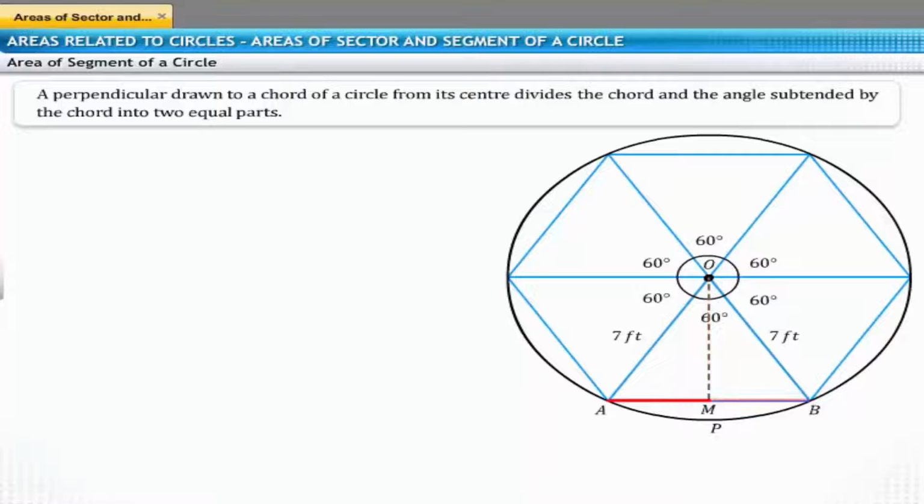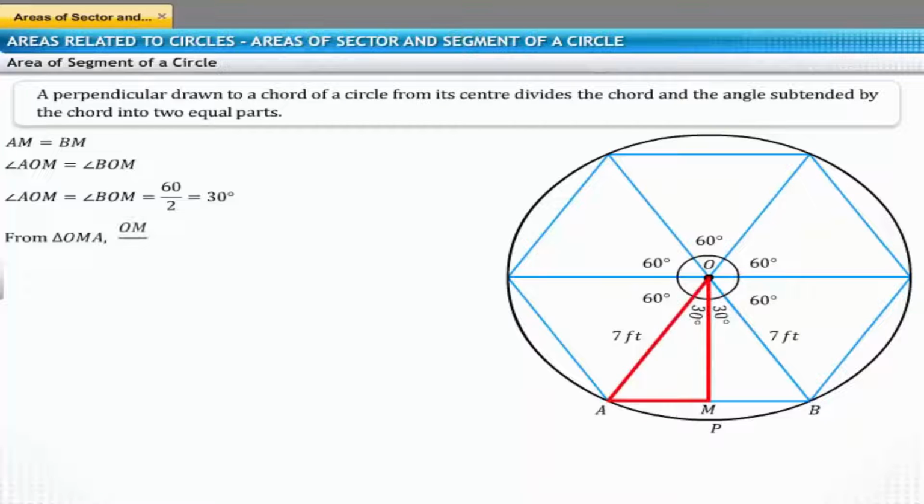Thus AM is equal to BM and angle AOM is equal to angle BOM. So angles AOM and BOM are equal to 30 degrees. Now from triangle OMA, OM divided by OA is equal to cos 30 degrees. This implies that OM divided by 7 is equal to the square root of 3 divided by 2. On simplification, we get OM equal to 7 multiplied by the square root of 3 divided by 2.